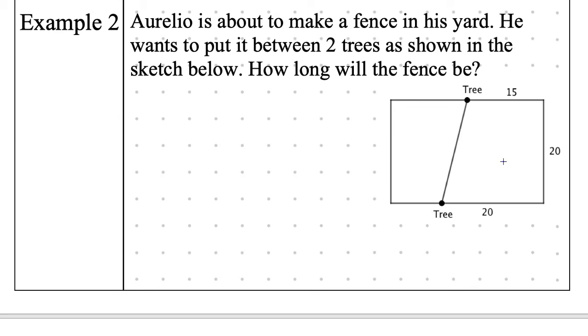All right, now, question, yeah, Sergio. Is it 20 from the tree to... Yeah, so this length right here is 20. This length right here is 15. This length right here is 20.